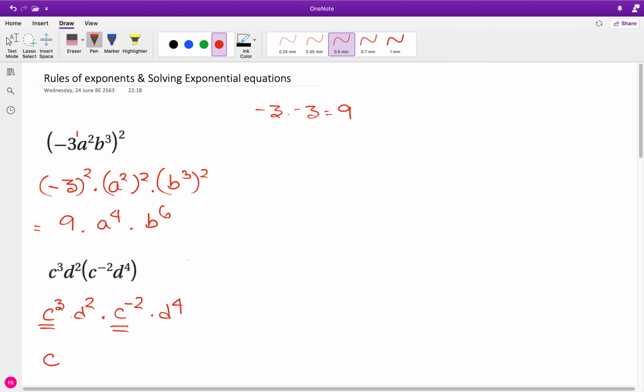So for c, you are going to add up the powers, and 3 minus 2 will just give you 1. It's okay if you choose not to write 1. You don't really need to write 1, but the power is just 1. Then we have d to the power of 2 and d to the power of 4. You are going to add these two powers, and you are going to have 4 plus 2, which is 6. So the answer is going to be c d to the power of 6.